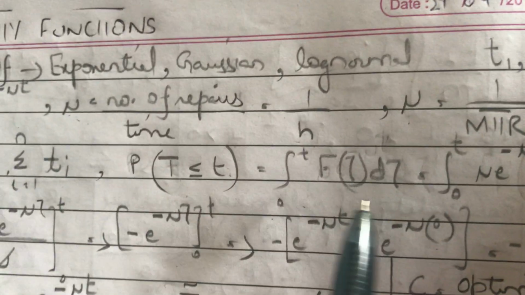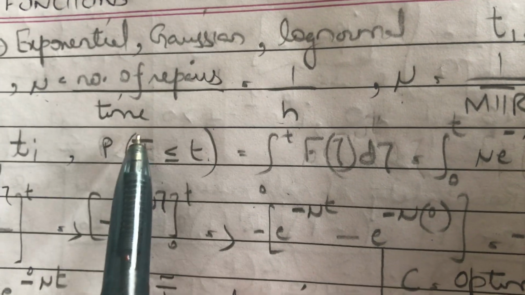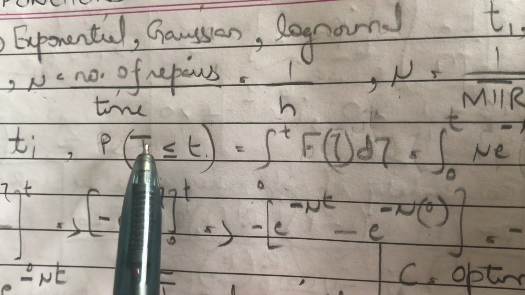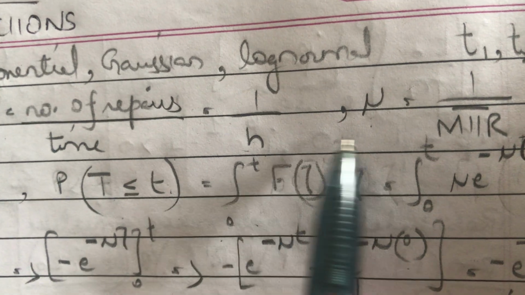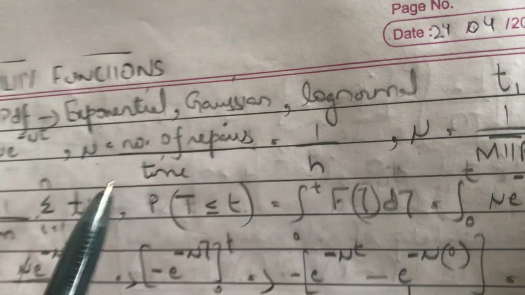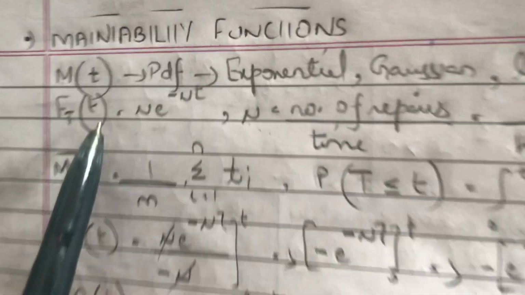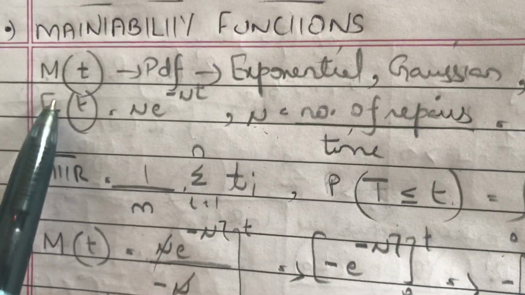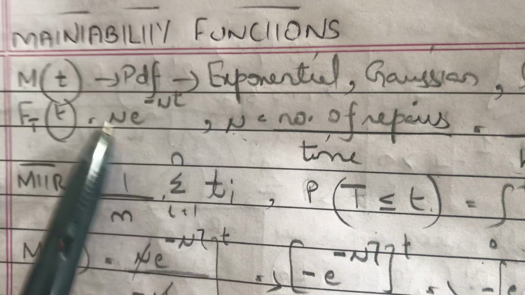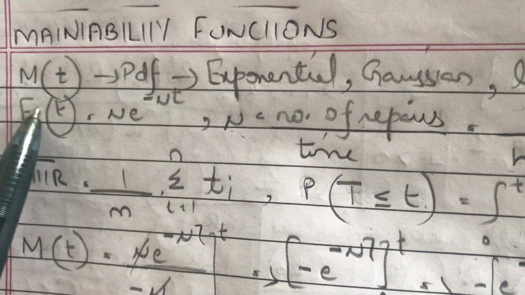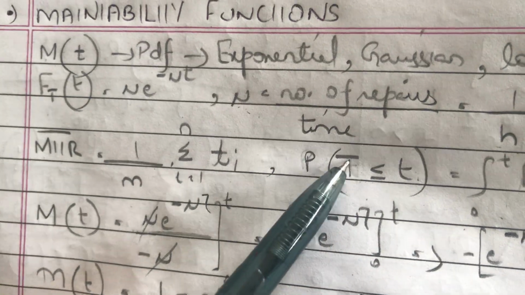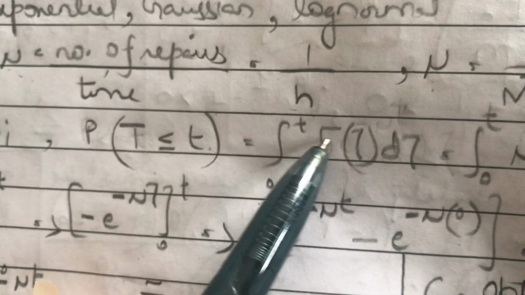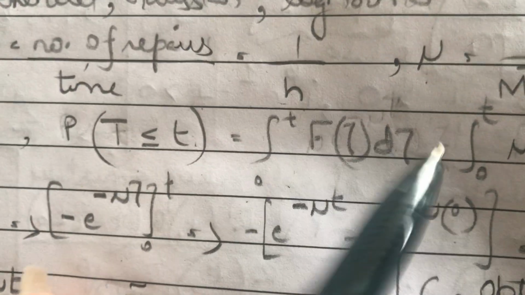And what's next? We say the probability that capital T is less than or equal to small t. Remember, our probability is in the form of f_t(t). What was our f_t(t)? It was this. So this is capital T, and we are now talking about this capital T. So that's why we have to write the probability here as f(tau) d tau.